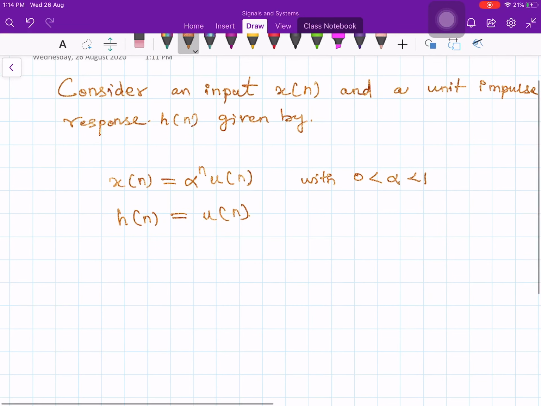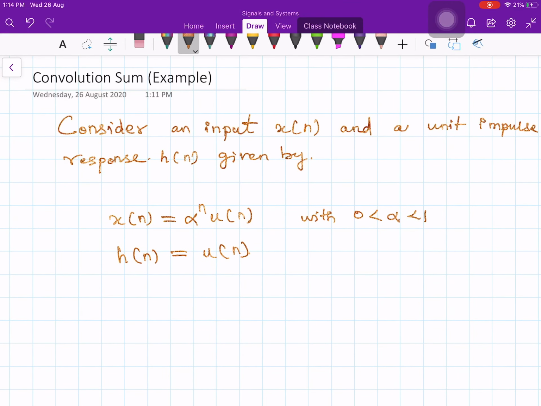In this lecture, let me consider an example problem for convolution sum. Consider an input x of n and a unit impulse response h of n given by x of n equal to alpha times alpha to the n times u of n, with alpha lying between 0 and 1, so its magnitude is less than 1, and h of n equal to u of n. Luckily both are right sided sequences.